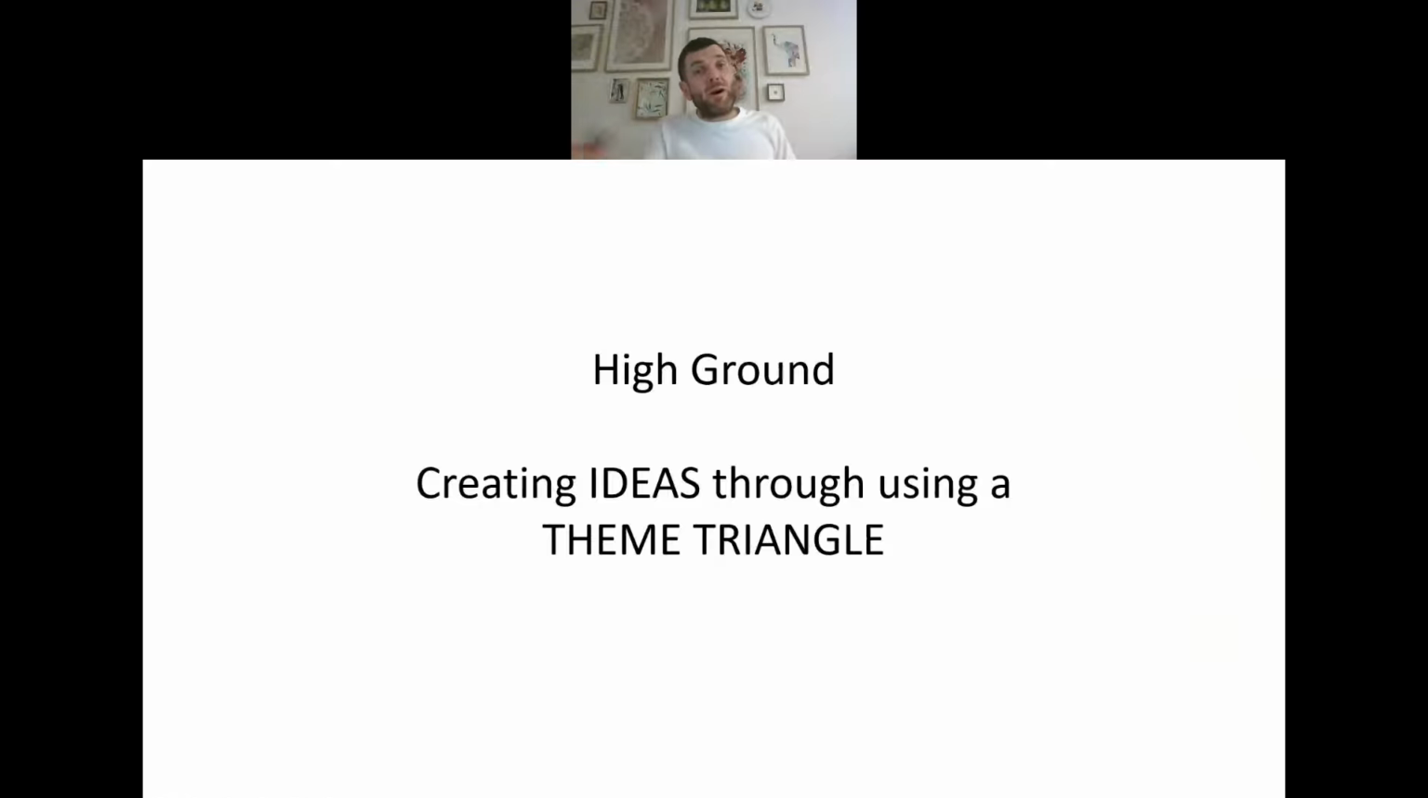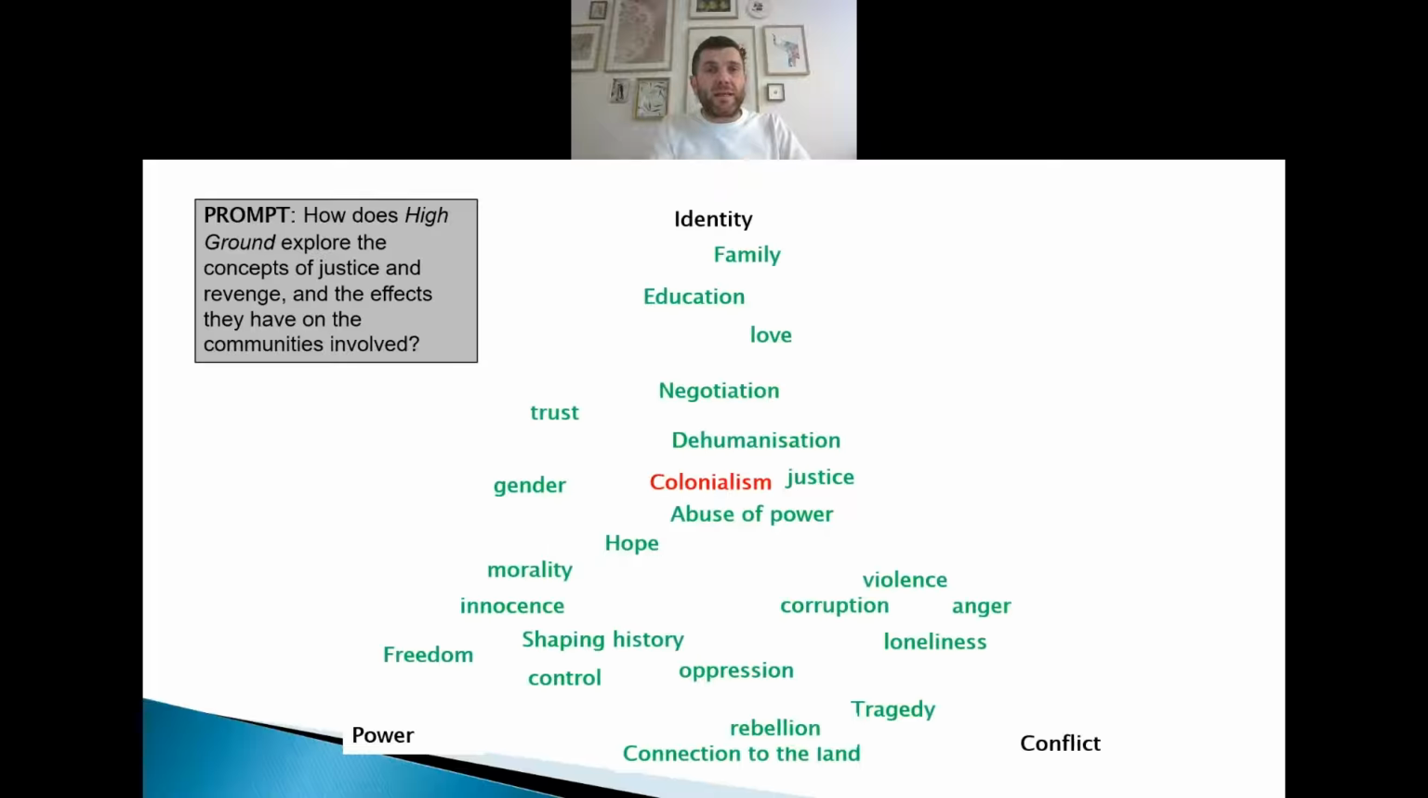So, last thing I just want to look at is how we can use what I've called a theme triangle in order to develop ideas. So, this is the theme triangle. In the three corners, we have our three major themes. We have identity, power, and conflict. In the middle, we have colonialism, which is really the central concept that the whole film hinges on. But we have how colonialism interacts and intersects with power, with conflict, with identity.